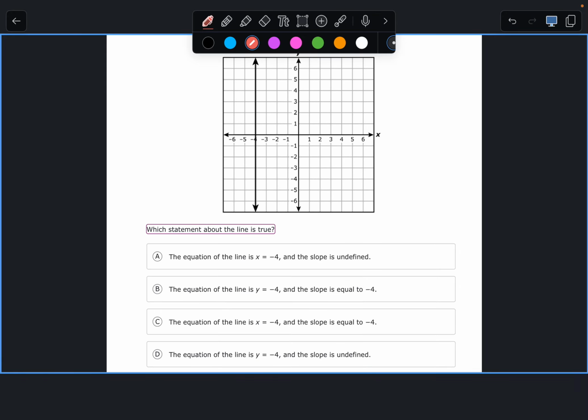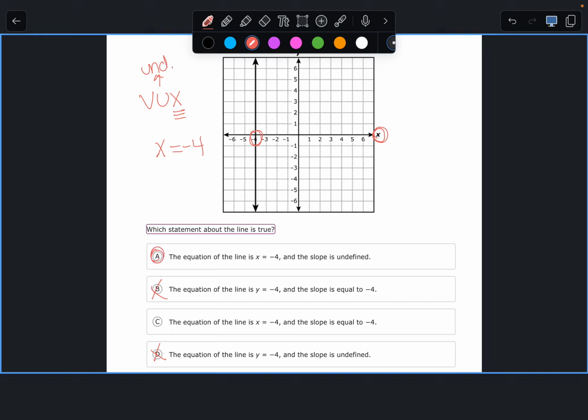So it says, which statement about the line is true? These are the ones that have been tricking students lately. So I wanted to go over these. This is the vertical line. What does the X in VUX stand for? X equals. So X is going through what number? -4. So you can get rid of B and D. Now from there, the U in VUX stands for undefined. So your answer is?